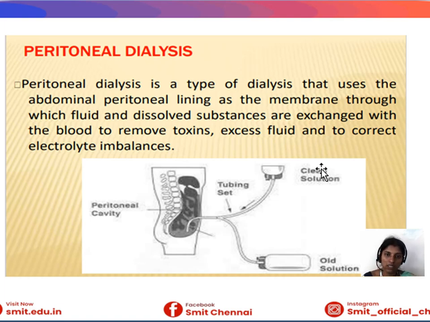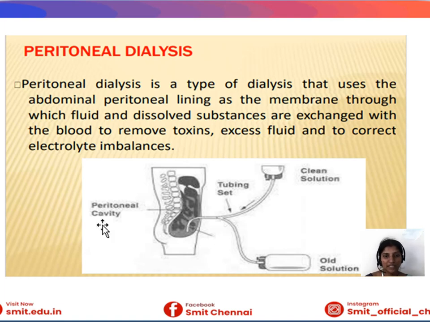In part 1 and part 2, we have seen what is dialysis and what is hemodialysis. Now we are going to see another type of dialysis, which is peritoneal dialysis. Peritoneal dialysis is a type of dialysis that uses the abdominal peritoneal lining of our human body as the membrane. So it is called peritoneal dialysis. The membrane will remove the fluid and dissolved substances and exchange the blood to remove the toxins and excess fluids and to correct the electrolyte imbalances.